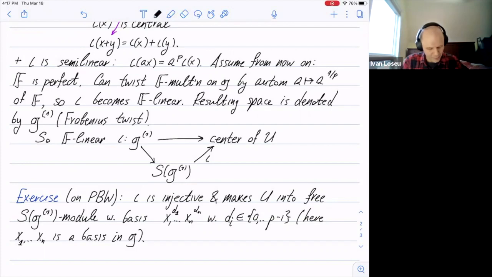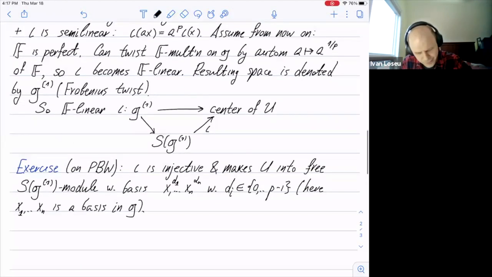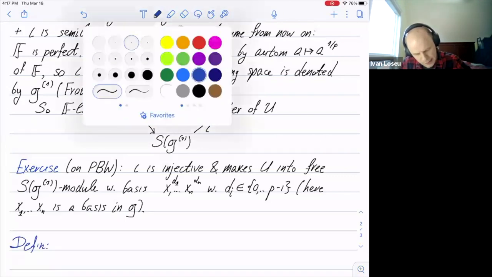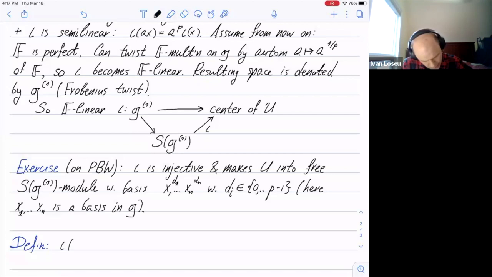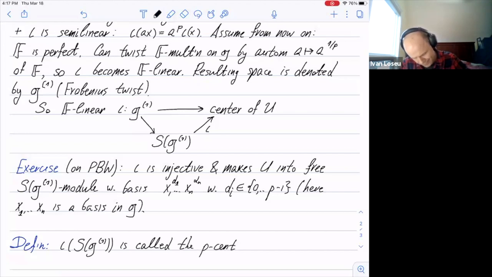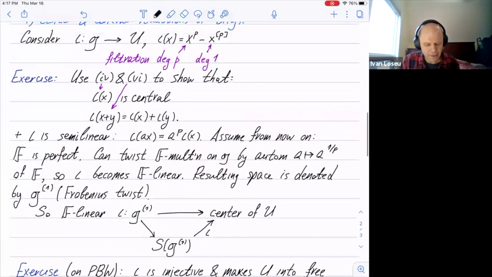Okay. Now we can give it a name. So definition. This image of SG1 is called the P center. Okay. Questions?